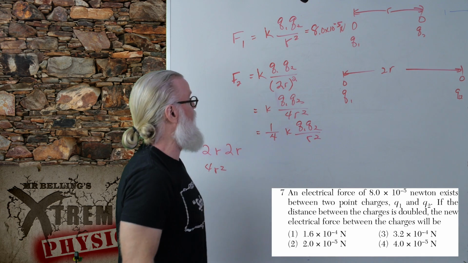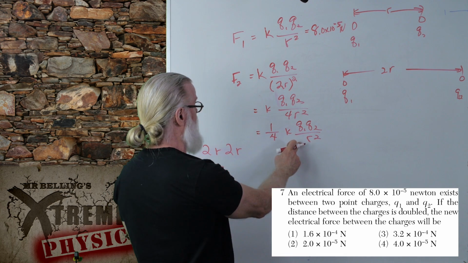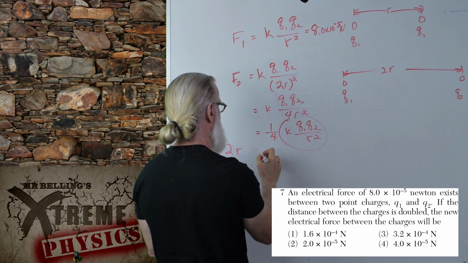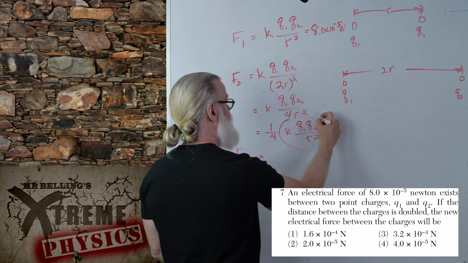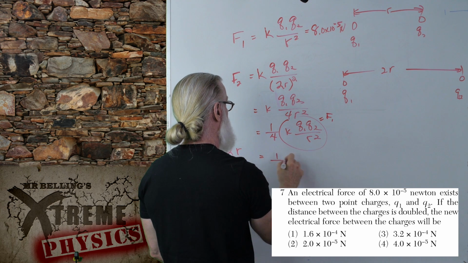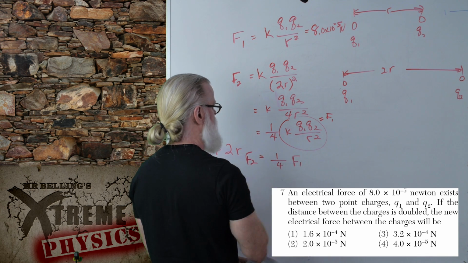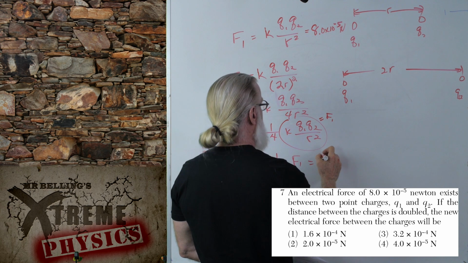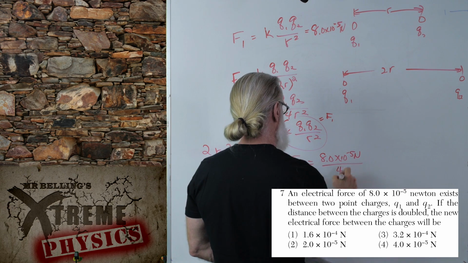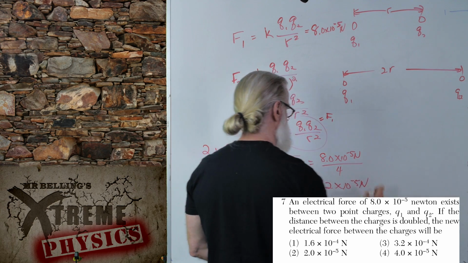Well, that looks familiar. My memory's not too good, but I remember that from somewhere else. Oh yes, there it is right up there. That is F1. So this thing right here is F1. So we got 1/4 times F1 equals F2. All right, so what is that? 8 times 10 to the minus 5 newtons divided by 4. 8 divided by 4, I believe, is 2. 2 times 10 to the minus 5 newtons.